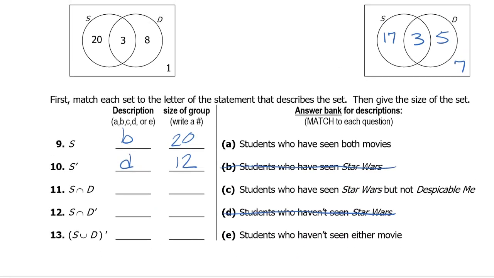Then problem number 11, the intersection of S and D. So that should be students who have seen Star Wars and Despicable Me. So of course that's the 3 in the middle of our diagram. Students who have seen both movies, so that's A.